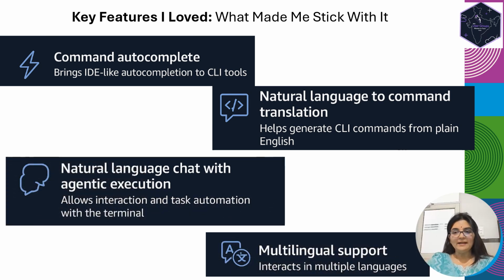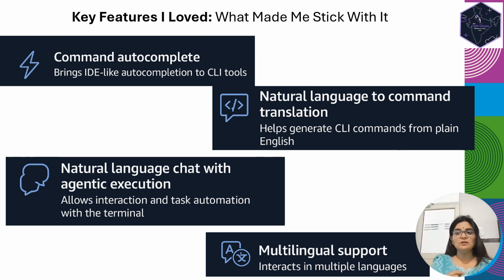First, smart autocomplete. Just like your IDE, it suggests completions. This CLI supports hundreds of popular tools like Git, Docker, AWS CLI, and many more. And it helps you type less and do more. Second, natural language to command conversion, where you just type what you want to do, like list all EC2 instances in a region. You can specify that, and it generates the correct command for you. No need to remember all those flags and parameters, it will give it to you.